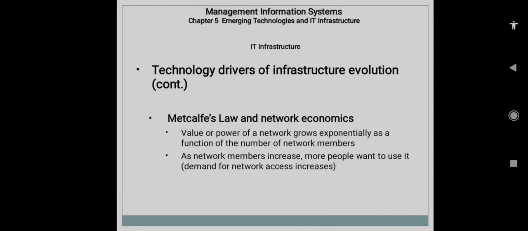Technology drivers of infrastructure evolution. Metcalfe's law and network economics. It states that the value or power of a network grows exponentially as a function of the number of network members. As network members increase, more people want to use it.